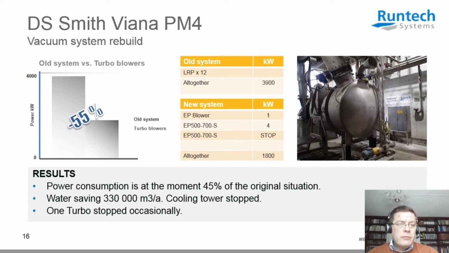Full vacuum system rebuilt in Portugal. 12 old liquid ring pumps replaced with 5 turbo blowers. Turbos and EcoFlows were done in several steps. No need for a long main shutdown, but most of the work could be done during normal production. Turbo start was made one by one. Savings around 50% in electricity and 100% in water.